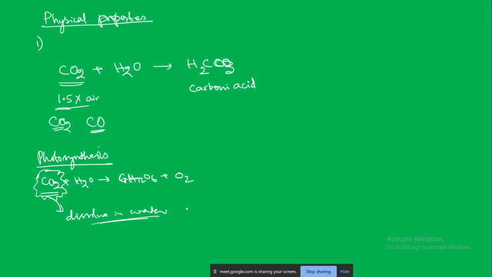Compared to oxygen. Oxygen is 21% in the atmosphere, right? And in the water also it dissolves very well. But carbon dioxide does not dissolve so well in the water, but still that is sufficient for the plants to conduct their photosynthesis.